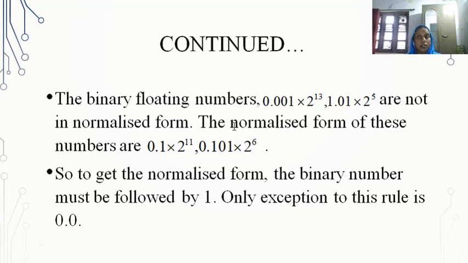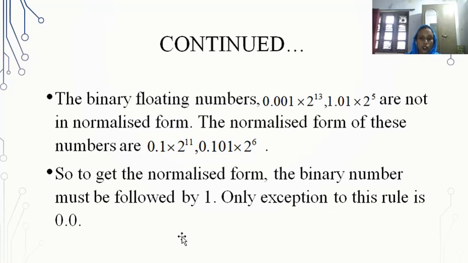But this time, in the case of binary system, the exponent is about 2, because 2 is the base of the number system. Okay, so in the normalized form, the binary point must be followed by 1.